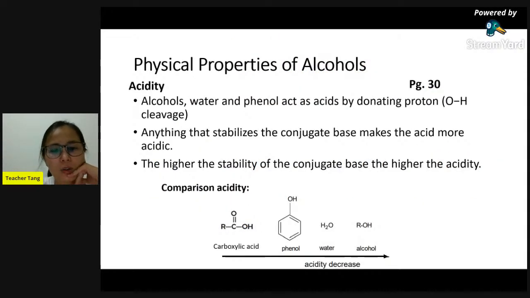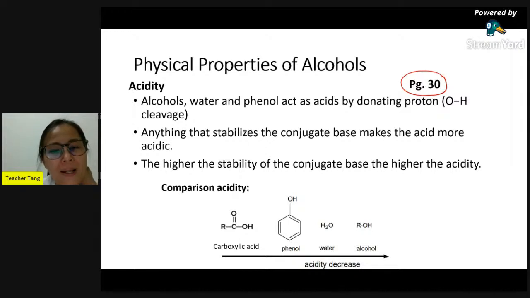So now we move on to look at the third physical property of alcohol. In your notes, can you turn to page number 30? Acidity is on page number 30 of your lecture notes. Could you please turn to page number 30 to look at the acidity of alcohol?